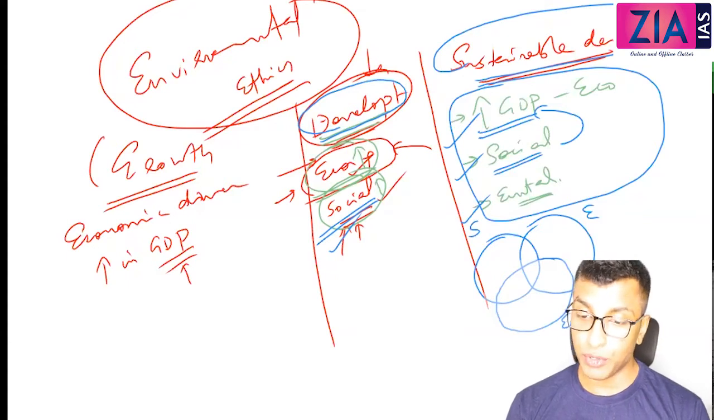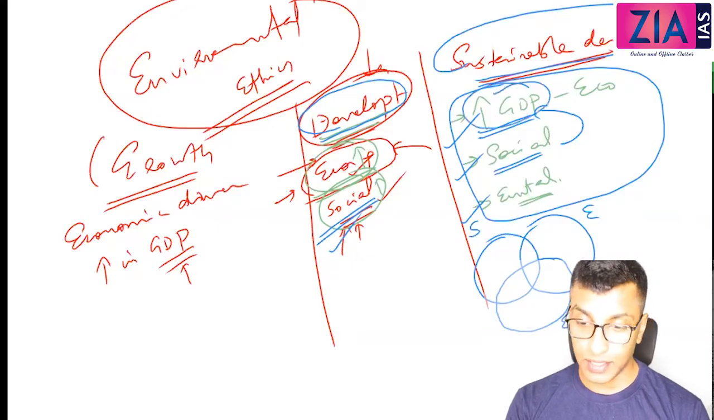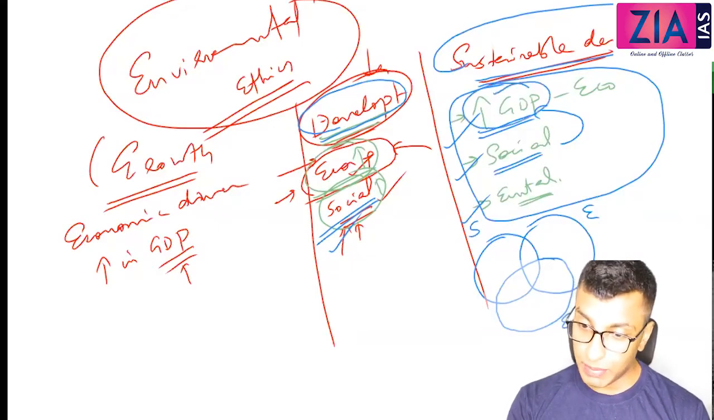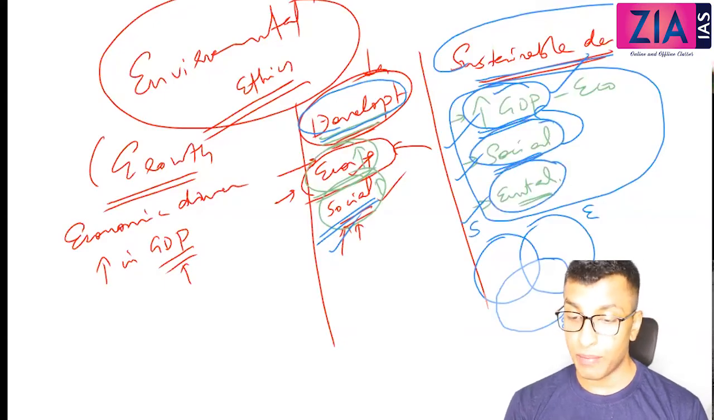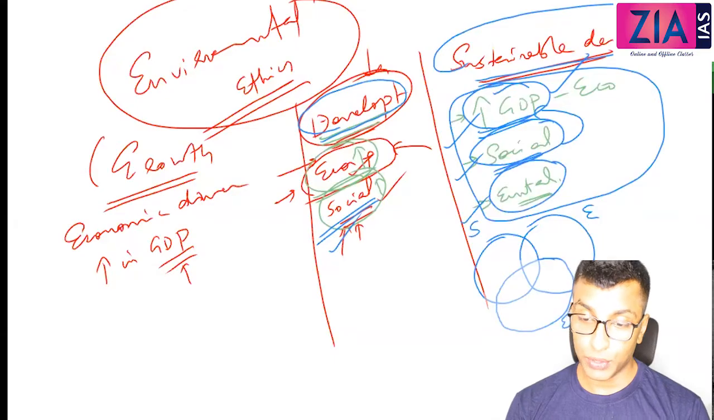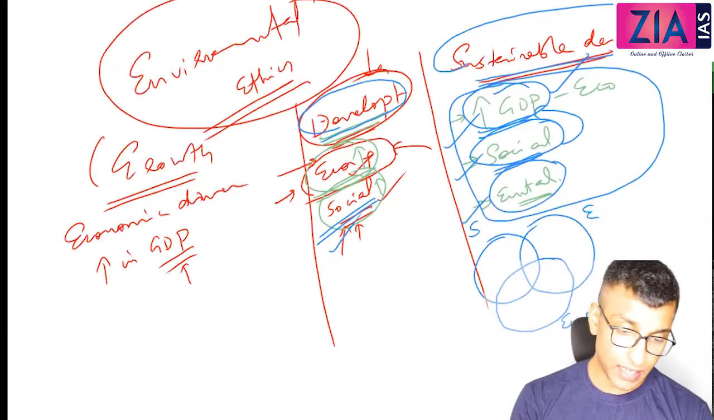So everybody has to contribute. That means there should be growth. Without growth, nothing is actually going to happen. So growth has to be there. At the same time, development should be there, and it has to be environmentally friendly also. So these are the three dimensions that we are discussing when it comes to sustainable development.